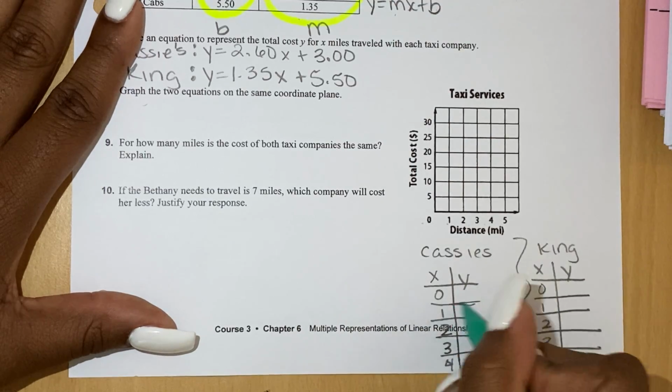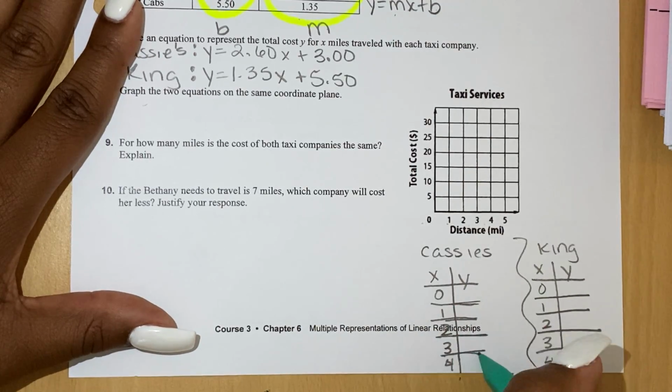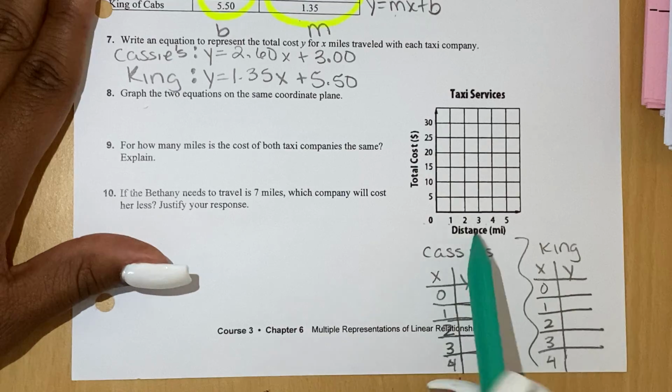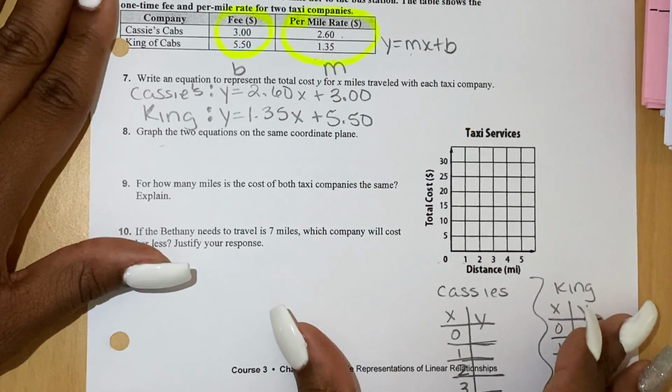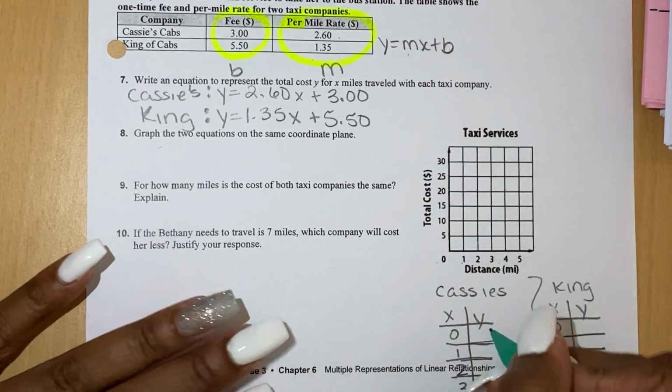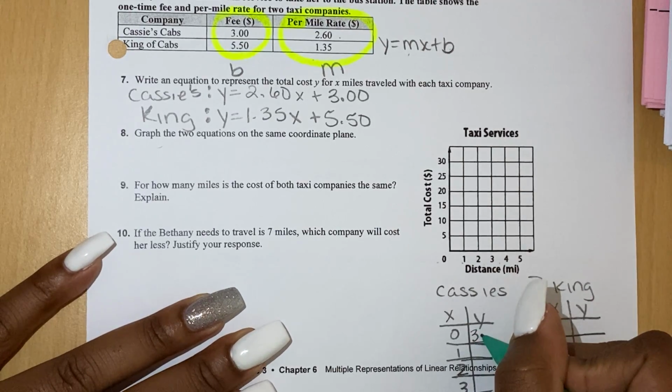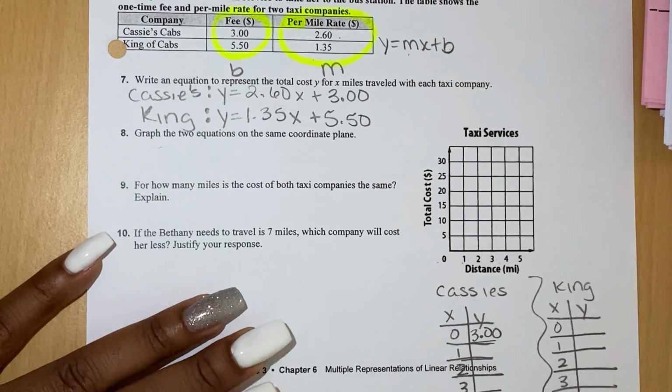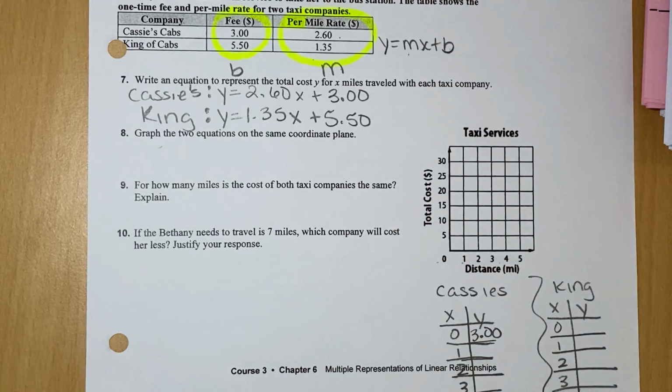Okay. Now, let's focus mainly on Cassie to start. Okay? Before you even go anywhere, just for calling Cassie and getting into her cab, that is your starting value. That is going to be B. That is what we put here. That is going to be the y-intercept. So just for getting into Cassie's cab, it's $3. Okay? Just for getting into her cab.